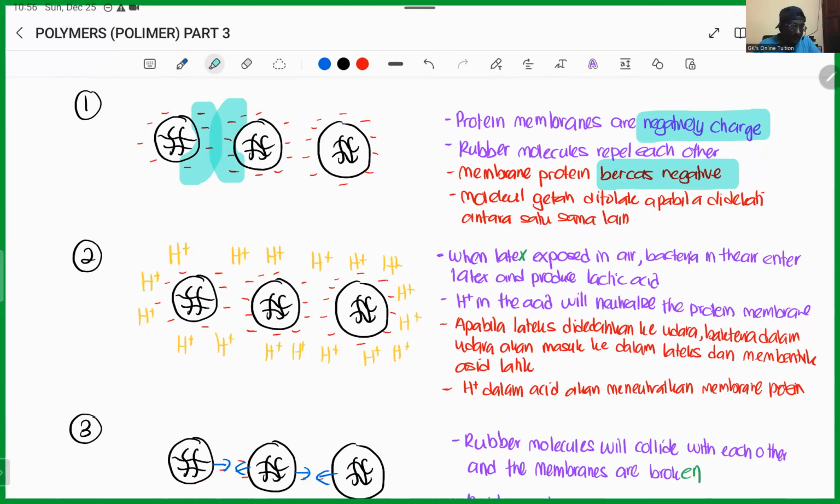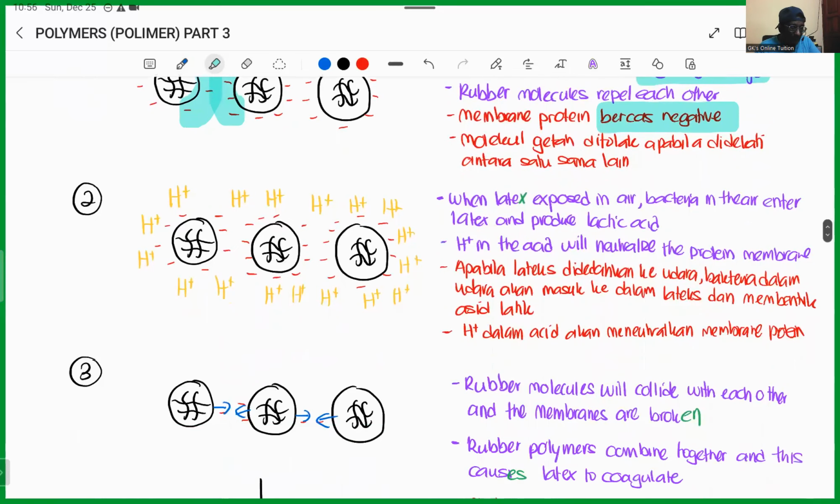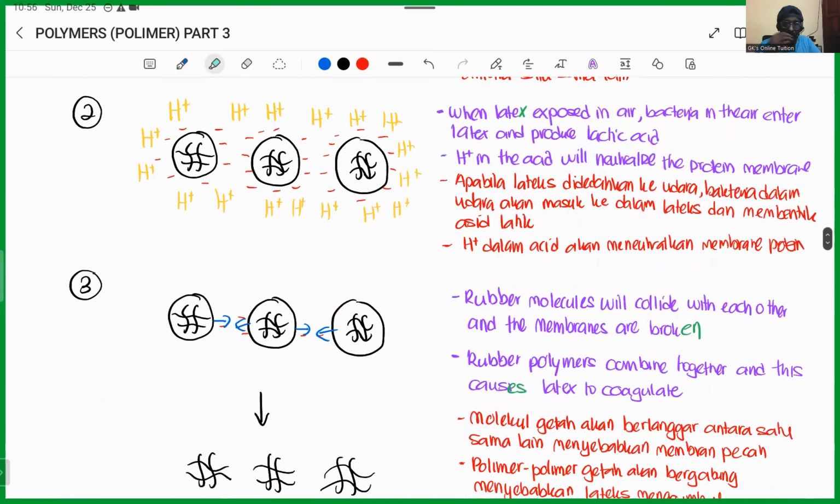Okay, jadi bila kita biarkan benda ni dekat udara, when we leave it to air, what happen? Dalam udara ni ada bakteria. In the air, there is a certain bacteria. This bacteria akan masuk ke dalam latex. It will enter the latex and it will produce lactic acid. Bakteria ni akan masuk ke dalam latex yang akan menghasilkan asid lactic. Inilah markah kamu. It will produce lactic acid.